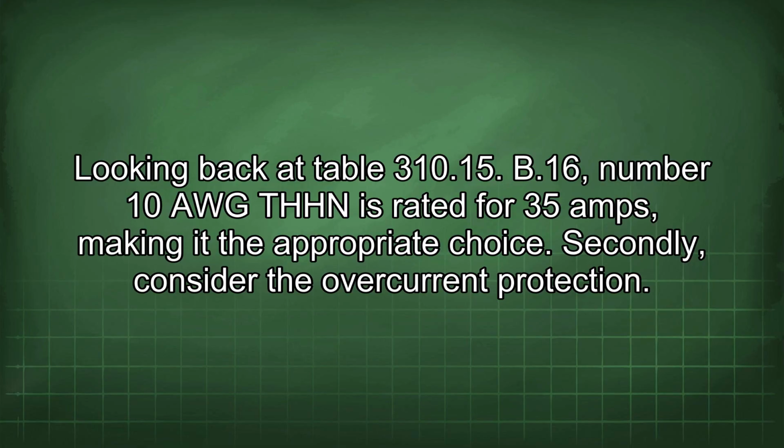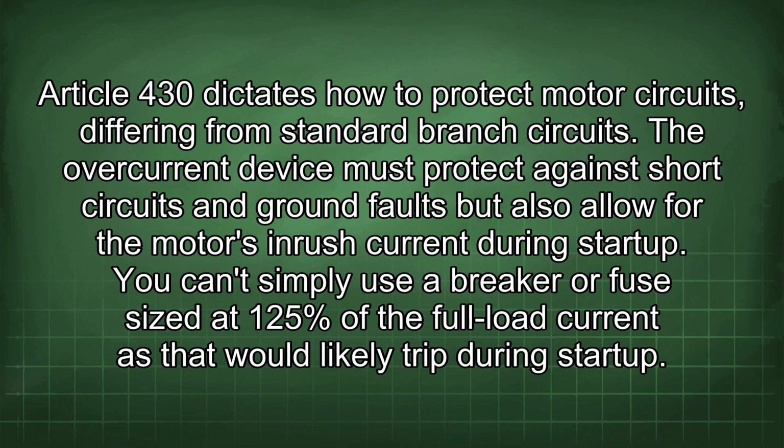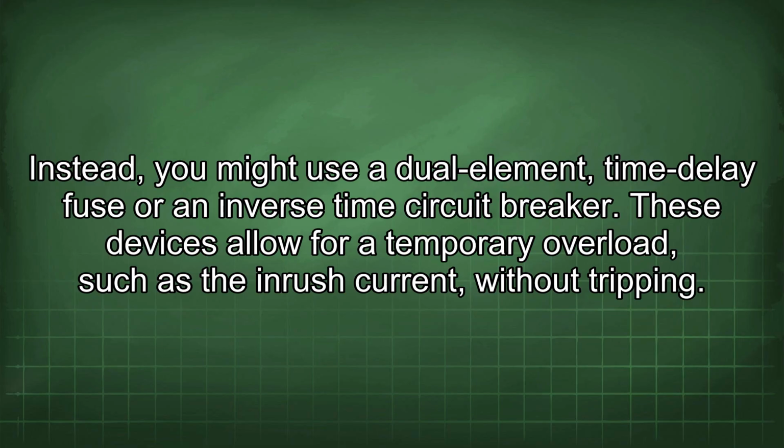Secondly, consider the overcurrent protection. Article 430 dictates how to protect motor circuits, differing from standard branch circuits. The overcurrent device must protect against short circuits and ground faults, but also allow for the motor's inrush current during startup. You can't simply use a breaker or fuse sized at 125% of the full load current, as that would likely trip during startup. Instead, you might use a dual element time delay fuse or an inverse time circuit breaker. These devices allow for a temporary overload, such as the inrush current, without tripping.